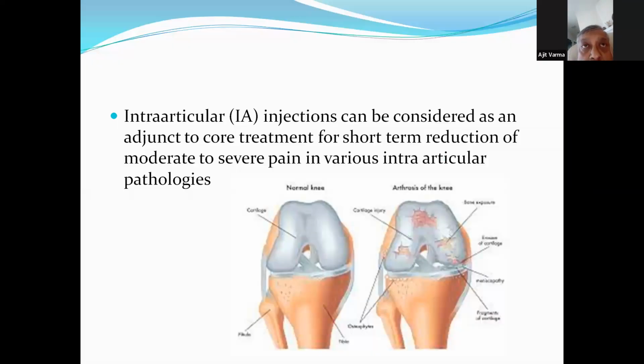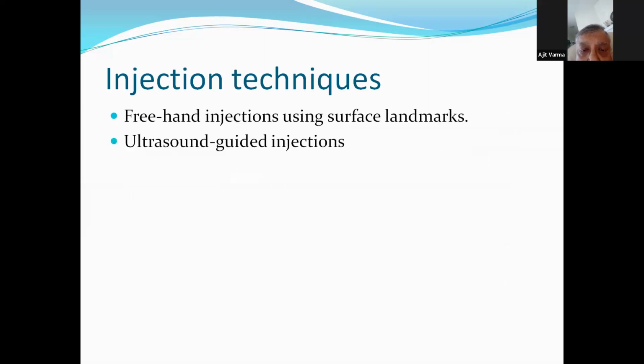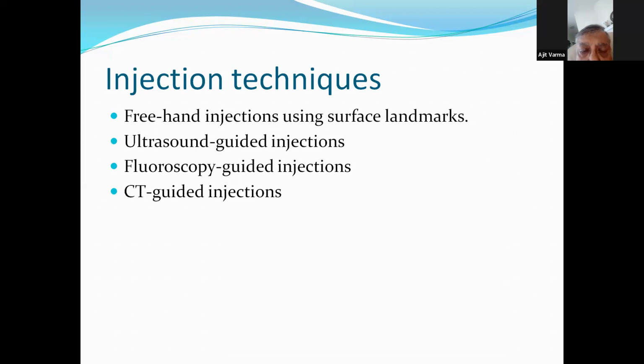So this intra-articular injection can be considered as an adjunct to the core treatment for short-term reduction of moderate to severe pain in various intra-articular pathologies. There are different injection techniques we use for injecting into the joint. It can be freehand injection using surface landmarks, which we are going to discuss today, ultrasound guided injections, fluoroscopy guided injections, and CT guided injections. All techniques have their own advantages and disadvantages.